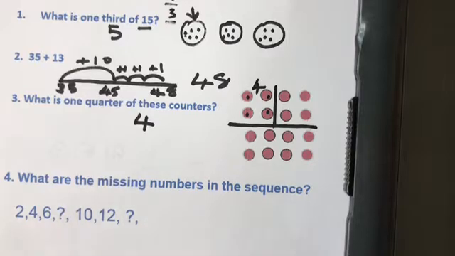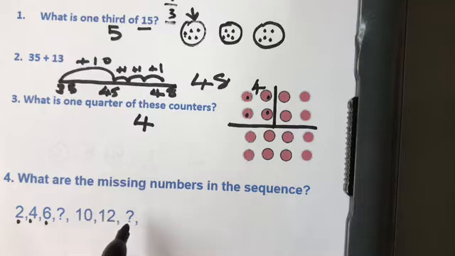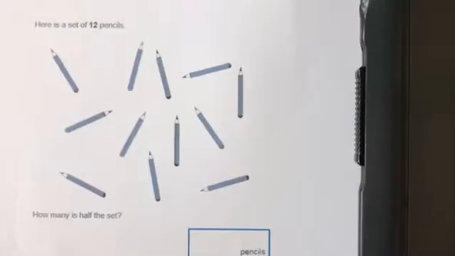Right, last one. What are the missing numbers in the sequence? 2, 4, 6, something, 10, 12, something. I can recognise that that's counting in 2s. So 2, 4, 6, 8, 10, 12, 14. So I need an 8 there and a 14 there. Okay, well done. Let's move on to our next set of questions.